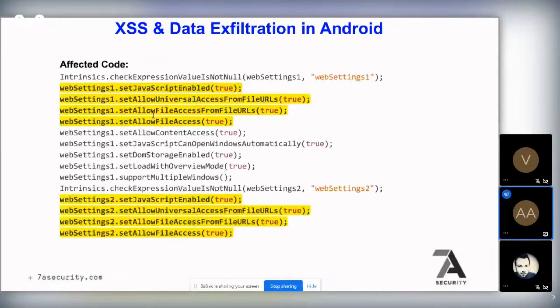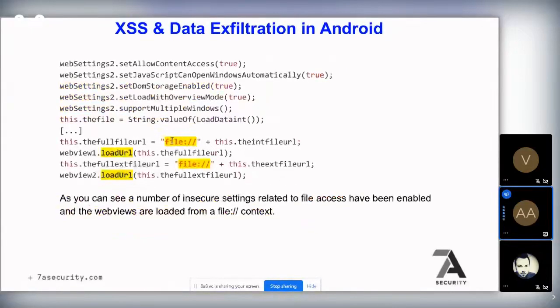and then see how you have these set JavaScript enabled to true, set allow universal access from file URLs to true, set allow file access from file URLs to true, set allow file access to true, and so on, right? So all the insecure settings are pretty much enabled. This is why this works, as well as because this is loaded from a file URL.